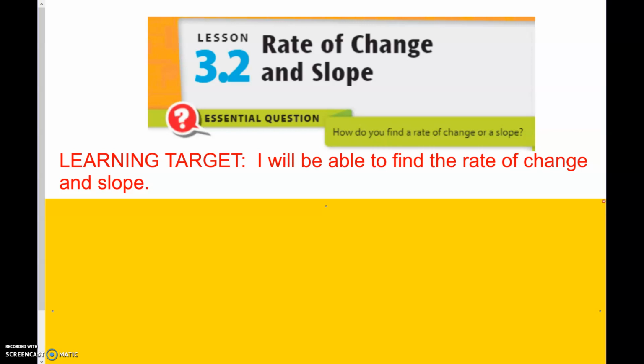So we are working on Module 3 and today we are going to be doing Lesson 2, Rates of Change and Slope. So your learning target for today is, I will be able to find the rate of change and slope.